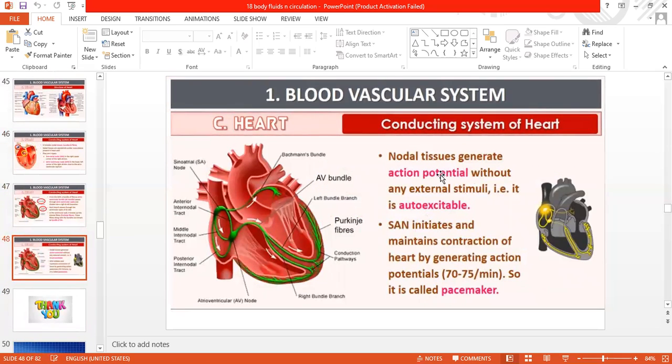Now, nodal tissue generates action potential without any external stimuli. This SA node is auto-excitable. The SA node initiates and maintains contraction of the heart by generating action potentials at 70 to 75 per minute. And so it is known as what? Natural pacemaker.